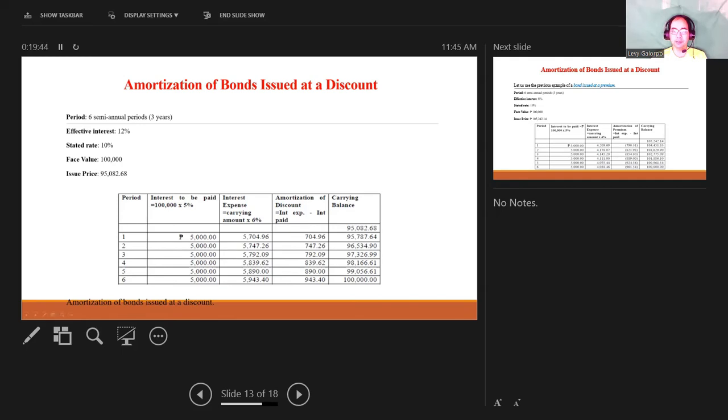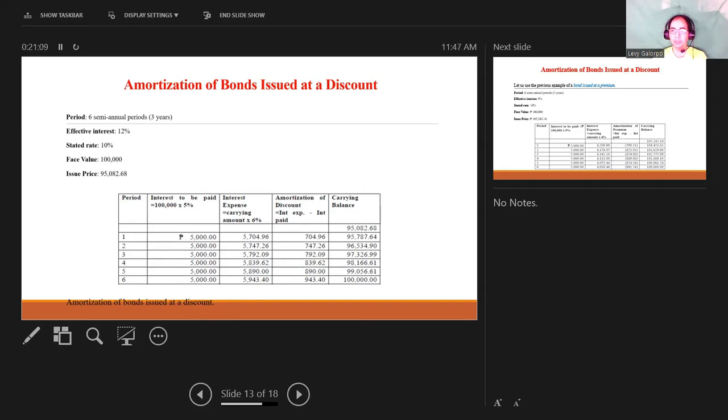It is said that there is a fixed interest to be paid na 5%. Paano nakuha yon? 100,000 na face value times 5%. So, fix yung 5,000 yan over 6 periods. Now, para makuha yung interest expense equals carrying amount by 6%.